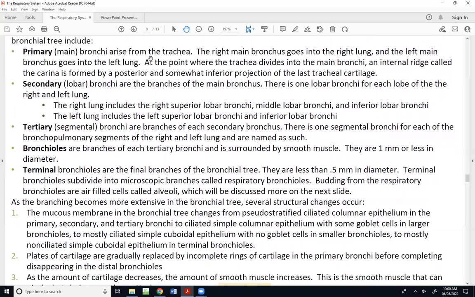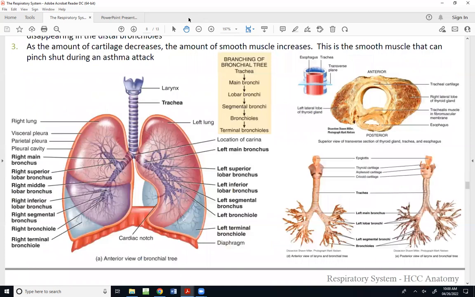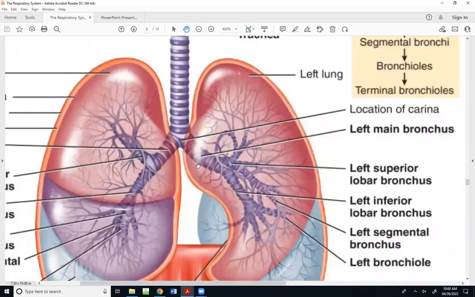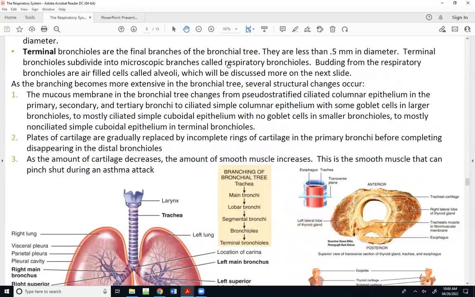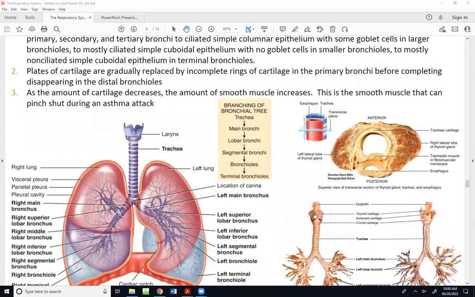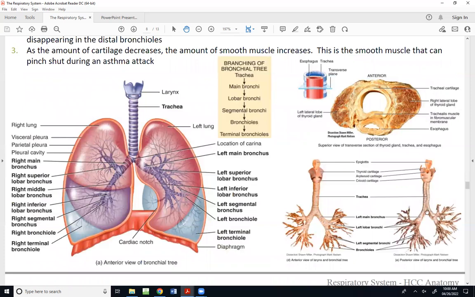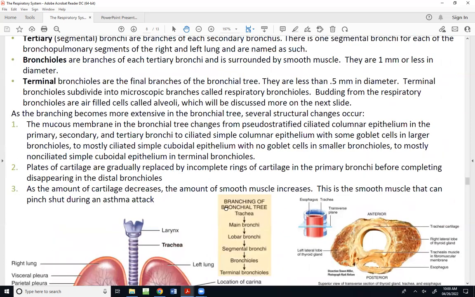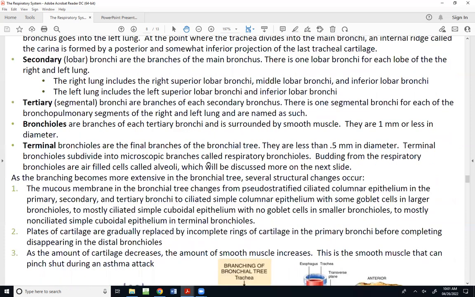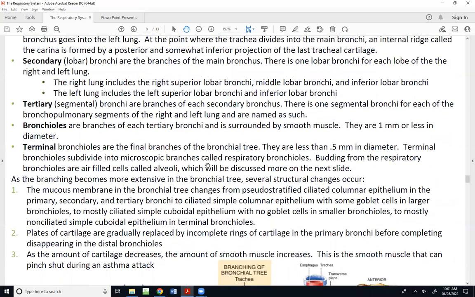At the point where the trachea divides into the main bronchi, an internal ridge called the carina is formed by a posterior and somewhat inferior projection of the last tracheal cartilage. Okay, so in other words, the carina is where those two split from one another. Okay, and you can see that's labeled in this image. It would also be not labeled here, but it could be right in that spot right there.